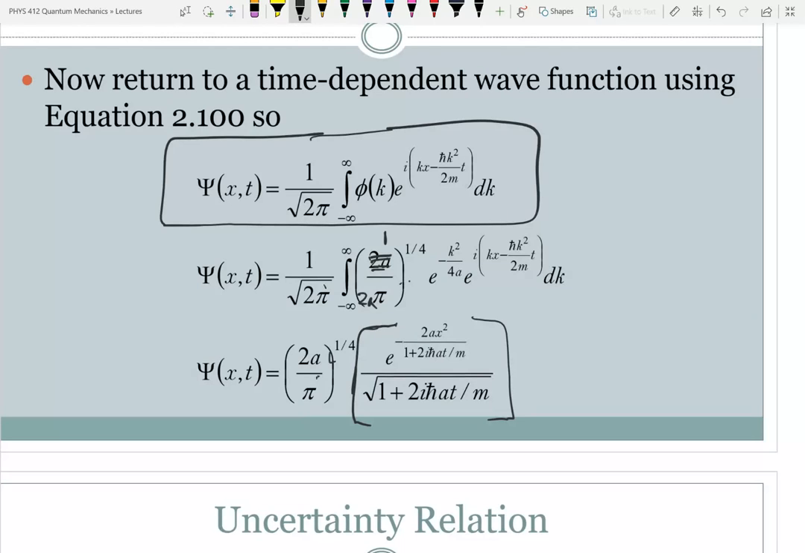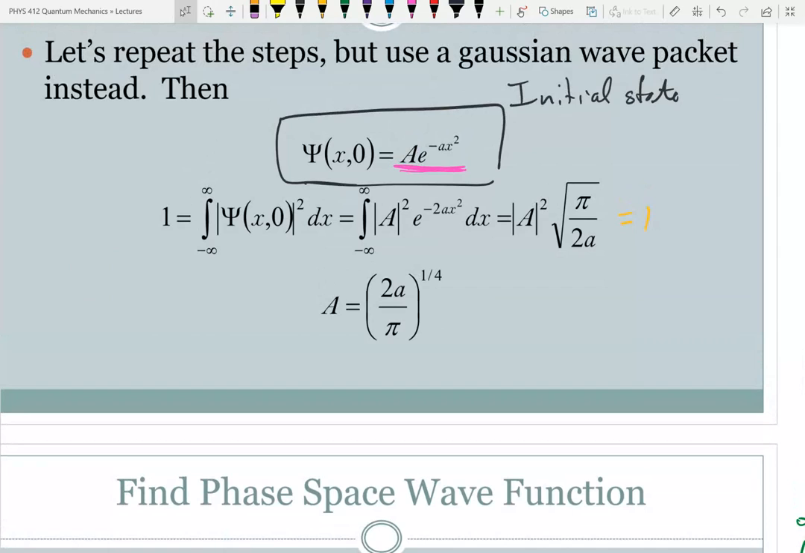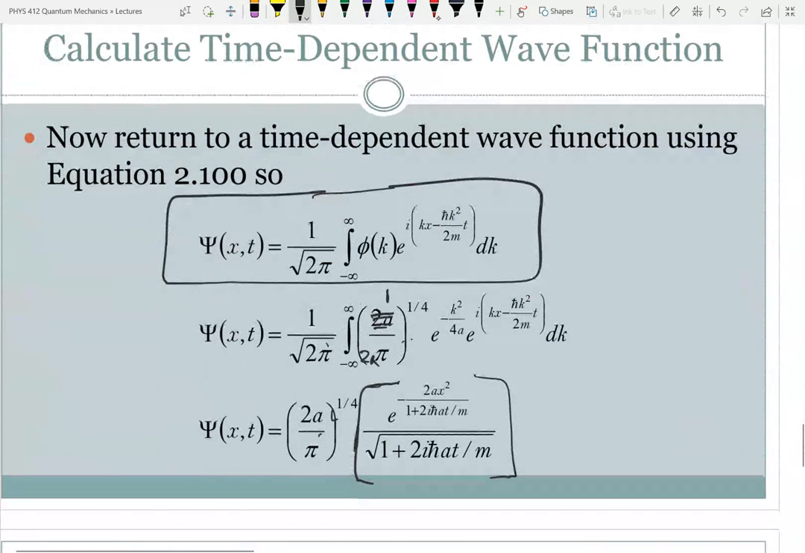If time is 0, we should be back to where we started. If time is 0, then we have minus 2ax squared over 1 divided by square root of 1. Is that where we started? We had this stuff, e to the minus ax squared. Uh-oh, I said 2 and that had no 2. Oh, yeah. Okay, so I still have a mistake. This is a mistake in my slide because when time is equal to 0, that's 2 instead of 1. I'm going to have to go and revise this slide and start next class period just by having the correct answer.